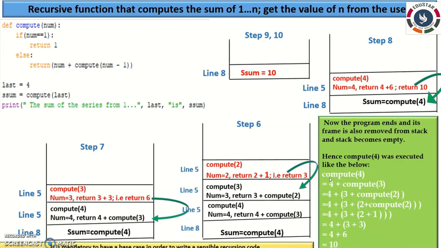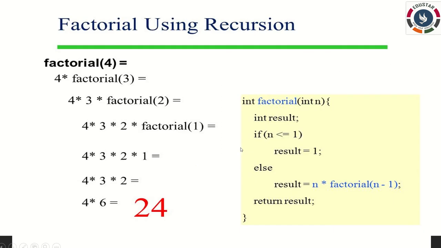How is it executed? Compute 4 means first 4 plus compute 3, then 4 plus 3 plus 2, and the next one 4 plus 3 plus 2 plus 1. Like that it will move, and then it will be added like this. So finally 4 plus 6, and my result is 10. Can you understand this? With the help of the base case we stop this execution, and this is the way a recursive function works.